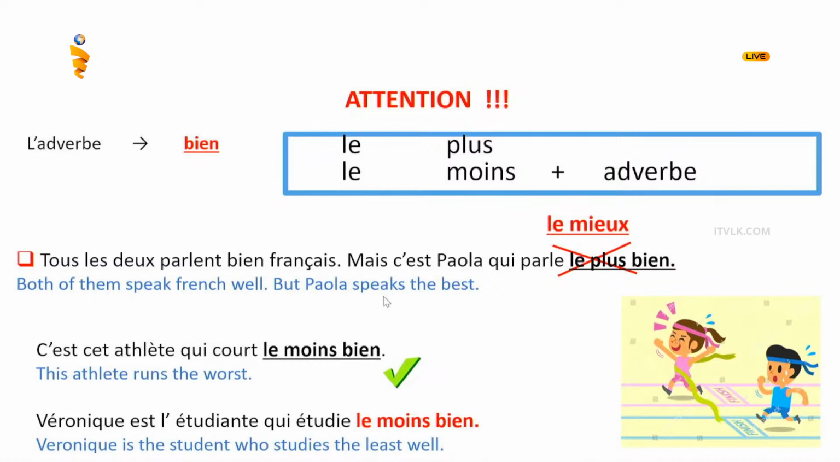Okay, so that is the exception. Other than that, the rest, le moins bien, that exists. See, c'est cet athlète qui court le moins bien. Le moins bien, no problem, you can use it. The only problem was le plus bien became le mieux. Véronique est l'étudiant qui étudie le moins bien.